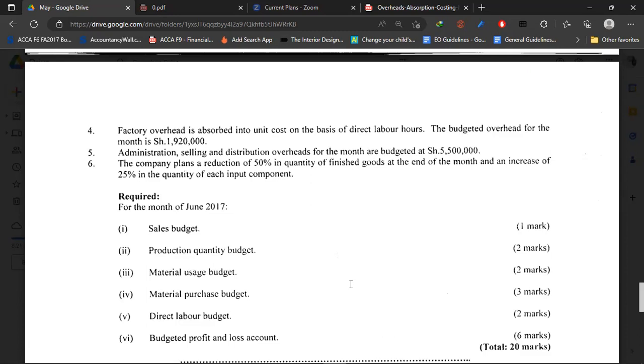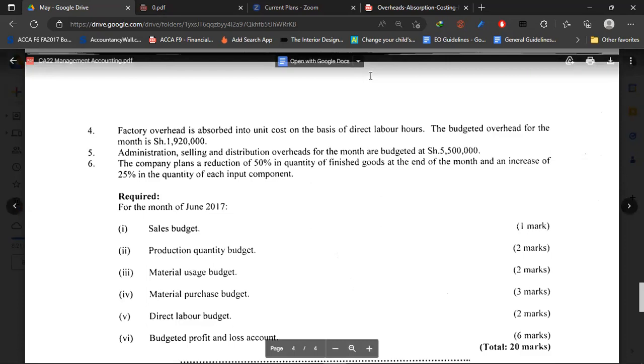Very good. Thank you, Grace. You can see we are being given a very good question there, where the examiner is asking us to prepare the sales budget. We have the production quantity budget. We also have the material usage, material purchase, direct labor, and the budgeted profit and loss accounts. Now, I want to share one of the secrets of passing these exams. You know very well that if you fail in any one of these stages, it means you are going to be failing the whole question. But that is not our case here. I know that we will be able to understand the concept very well.